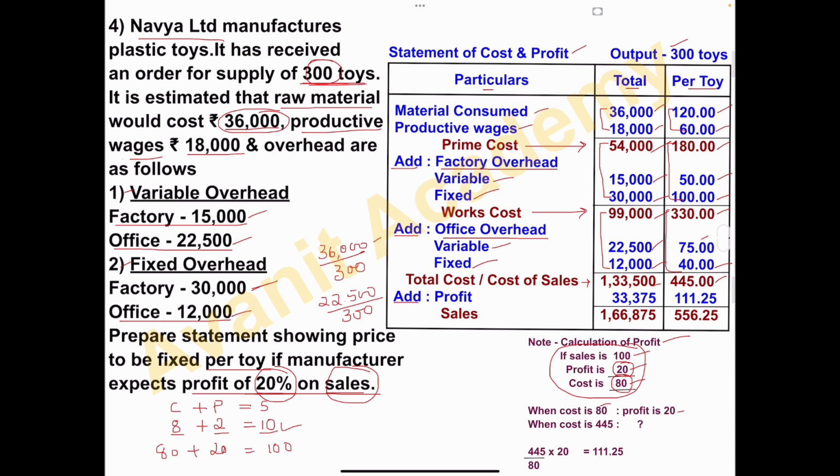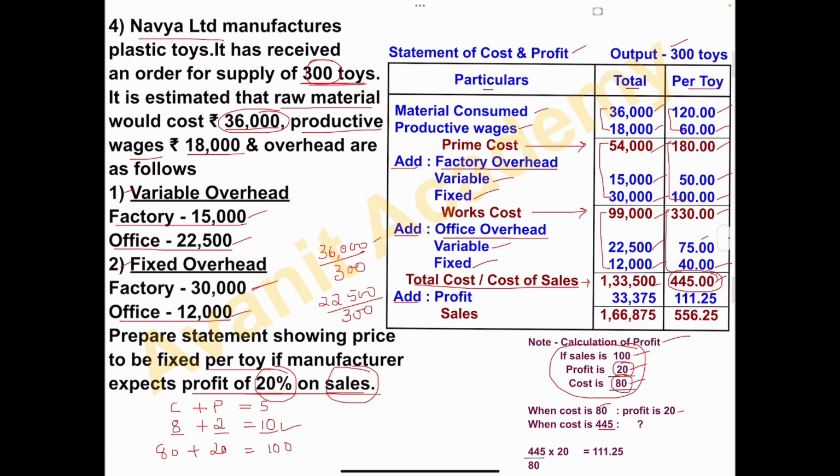In this current problem, the cost amount is the per toy amount. See this total cost or cost of sales. So the per toy cost amount is rupees 445. See the per toy column, total cost. So when the cost is 445, profit how much? This is the equation: when the cost is 80, profit is 20. When the cost is 445, profit how much? That one we have to calculate.